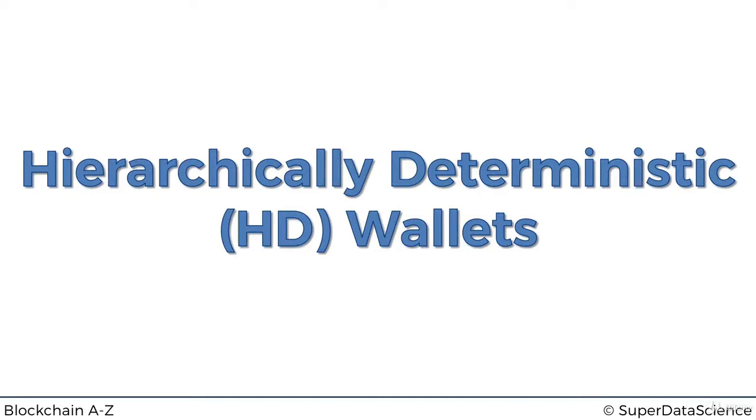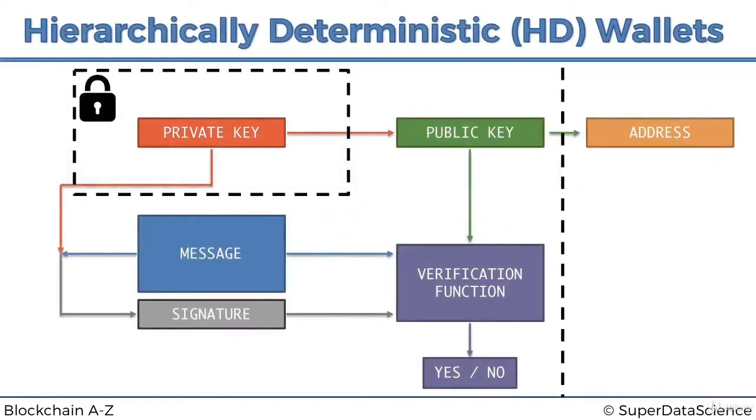Today we're talking about HD wallets, or I'm going to try to pronounce this, hierarchically deterministic wallets. That's what we're talking about today. Let's have a look. So here we've got our whole setup of private key, public key, message signature verification function, and address. And so we already know how all this works. Won't go through that again. But the question here is about privacy. That's what we're going to address today.